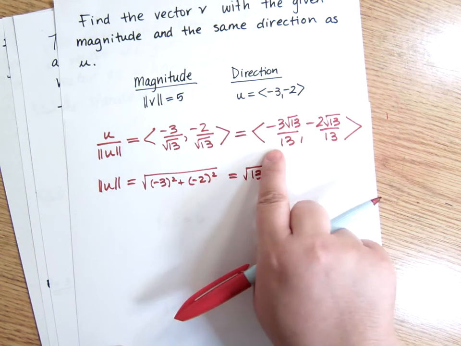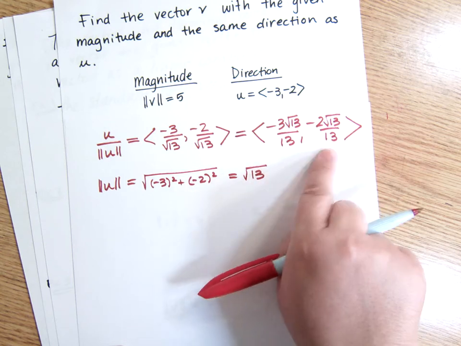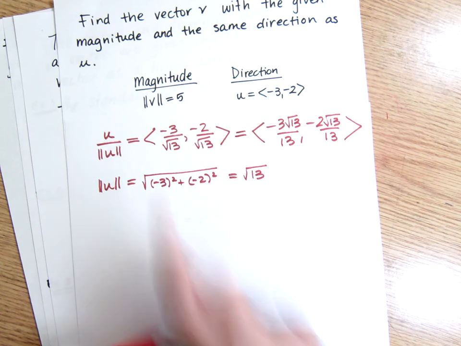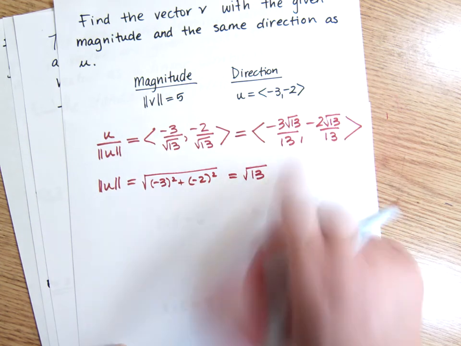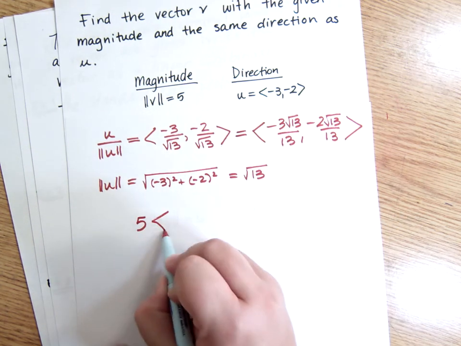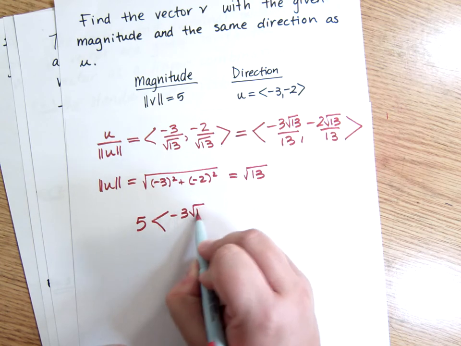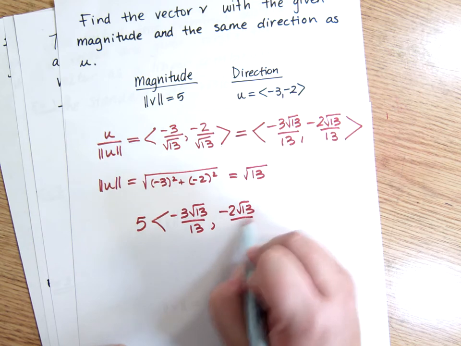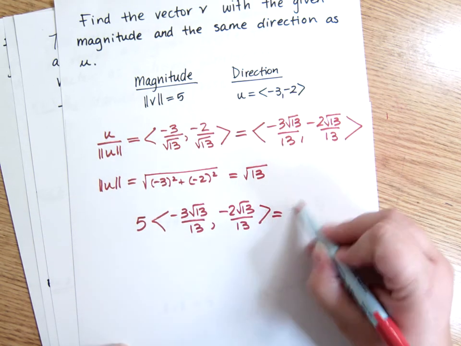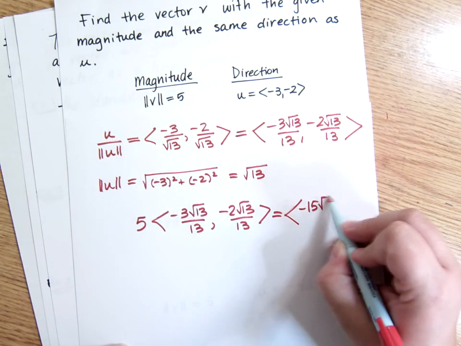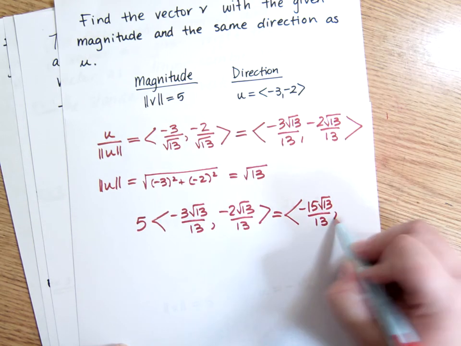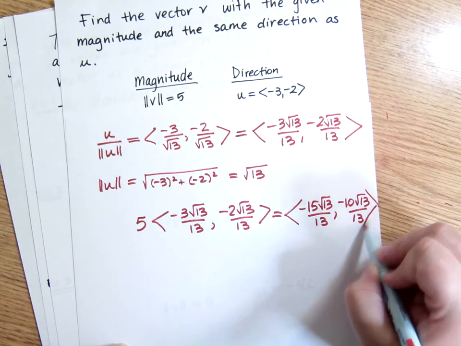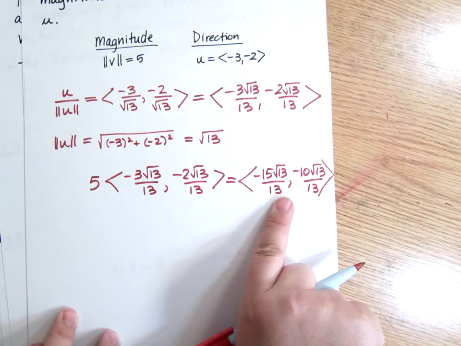I want a vector in the direction of u that's not a unit vector because I don't want a magnitude of 1, I want a magnitude of 5. So basically I'm just going to multiply that times 5. So 5 times all of this, which gives me -15 root 13 over 13 and -10 root 13 over 13. If I found the magnitude of this, I would get 5.